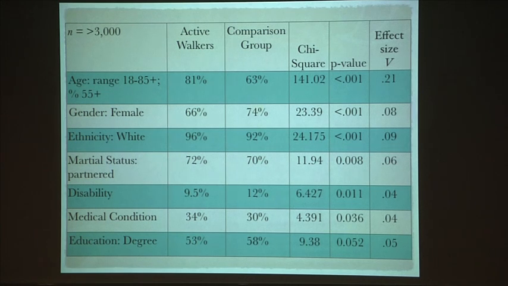However, the effect size of all the significant chi-squares are negligible. They're less than weak. So there is a very negligible, no association to the significant results of gender, ethnicity, marital status, disability, and medical condition. So the groups significantly differed on their age, and that has a moderate association in the effect size there. So the comparison group was comprised of people that were a bit younger than the active walkers group.